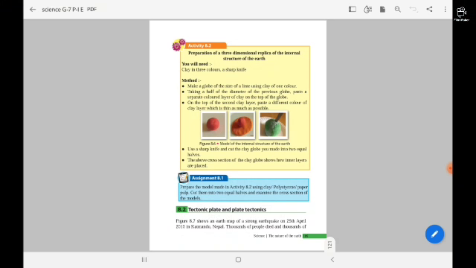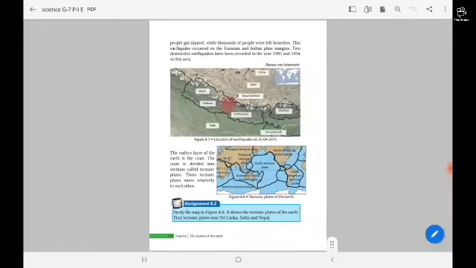Figure 8.7 shows an earth map of a strong earthquake on 25th April 2015 in Kathmandu, Nepal. Thousands of people died and thousands got injured, while thousands were left homeless. This earthquake occurred on the Eurasian and Indian plate margins. Two destructive earthquakes had been recorded in 1905 and 1934 in this area.